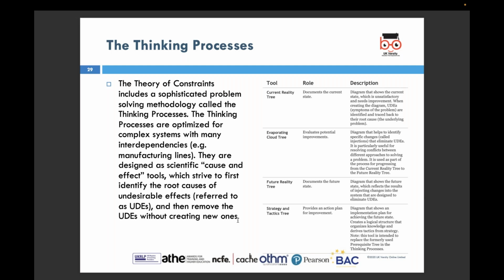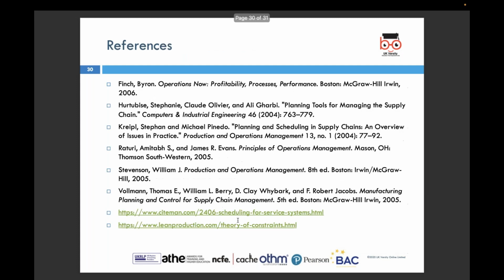Lastly, we have the strategy and tactics tree. These tools provide the action plan for implementing the changes necessary to reach the future state. It creates a logical structure that organizes knowledge and derives tactics from the overall strategy. The strategy and tactics tree replaces the previously used prerequisite tree in the thinking process.